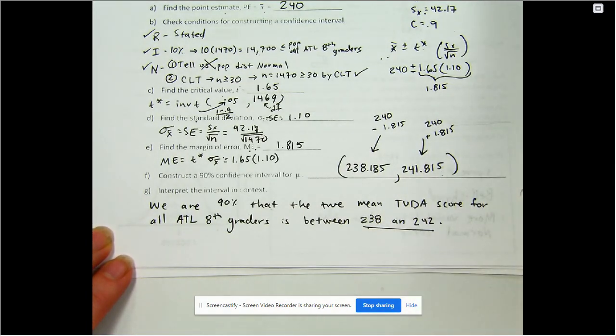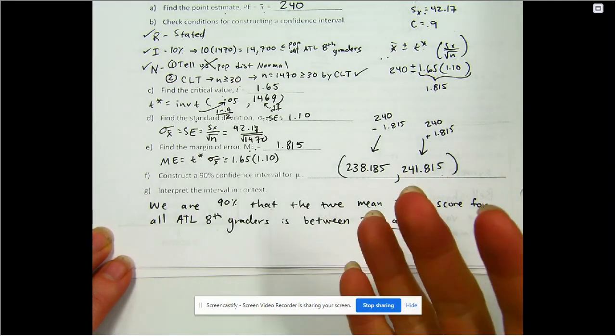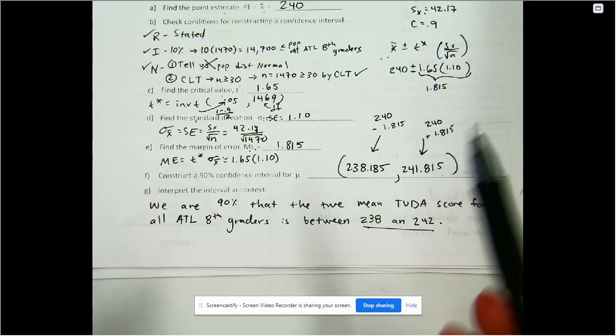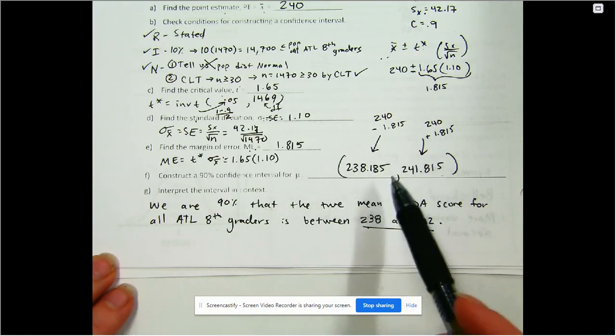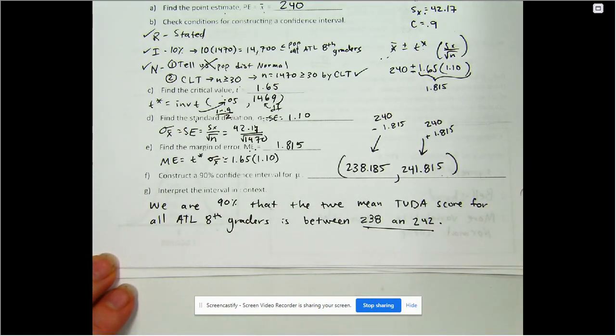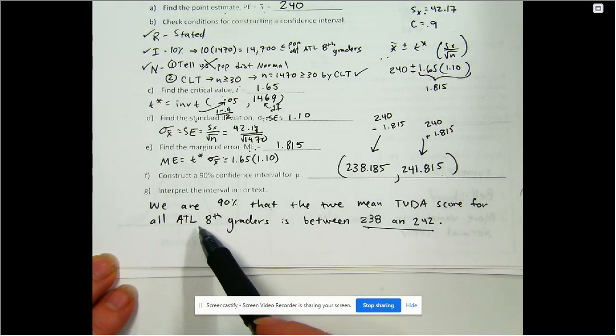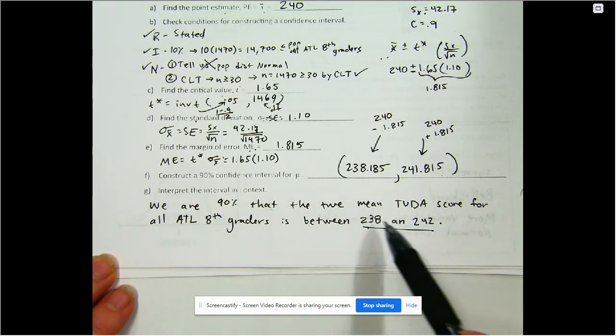So how are those readers doing? Well, the mean TUDA score is below basic. So anyway, that is something that we can tell by looking at this confidence interval. So we're 90% confident that the true mean TUDA score for all ATL 8th graders is in this interval, and this interval is below basic reading level.